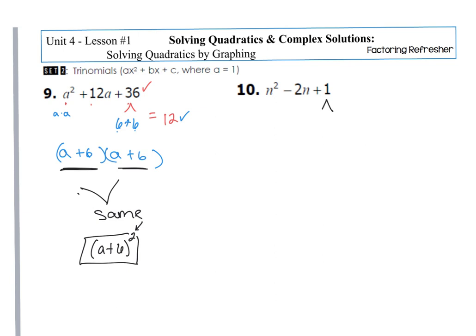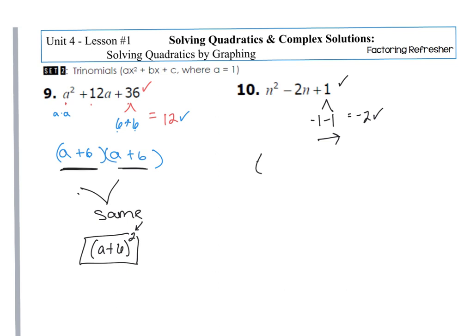Okay, number 10, we have n squared minus 2n plus 1 that we are factoring. So two numbers that would multiply to positive 1 and add to negative 2. Well, there's only two numbers that multiply to 1, and that's 1 times 1. But if we need a negative 2 as our sum, I'm going to say it's negative 1 times negative 1, because they do multiply to a positive 1, and then they add across to negative 2.